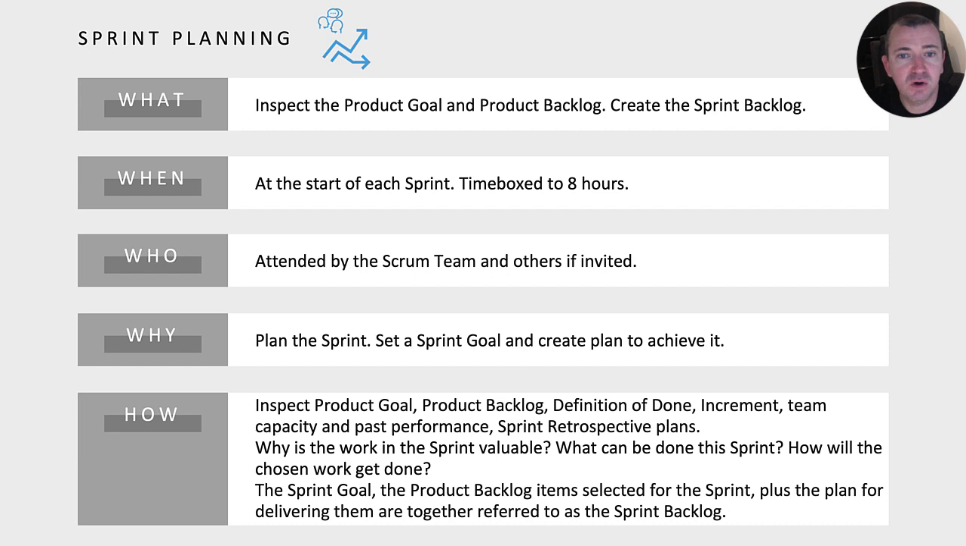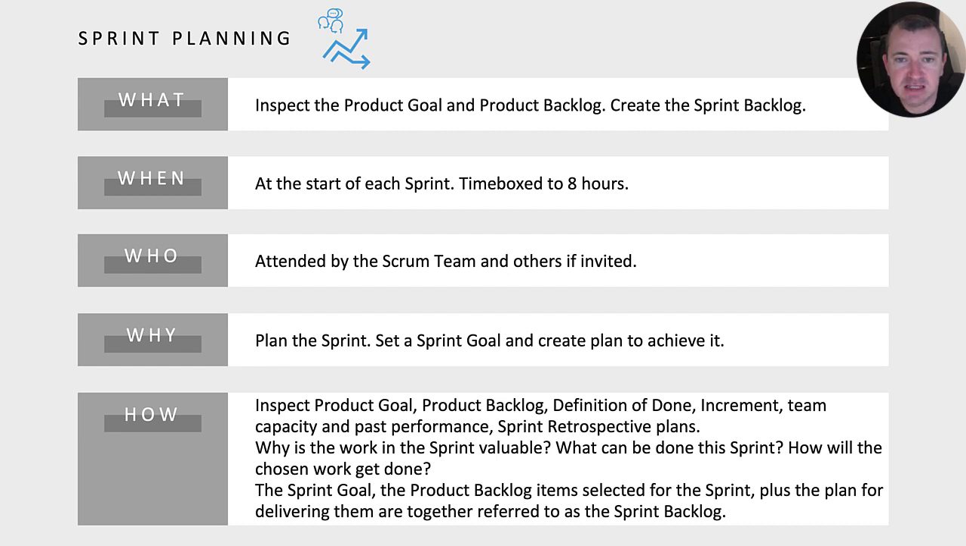In sprint planning, the Scrum team collaborate on 3 topics. 1. Why is the work in the sprint valuable? 2. What can be done this sprint? 3. How will the chosen work get done? The whole Scrum team collaborate to define a sprint goal that communicates why the work in the sprint is valuable.